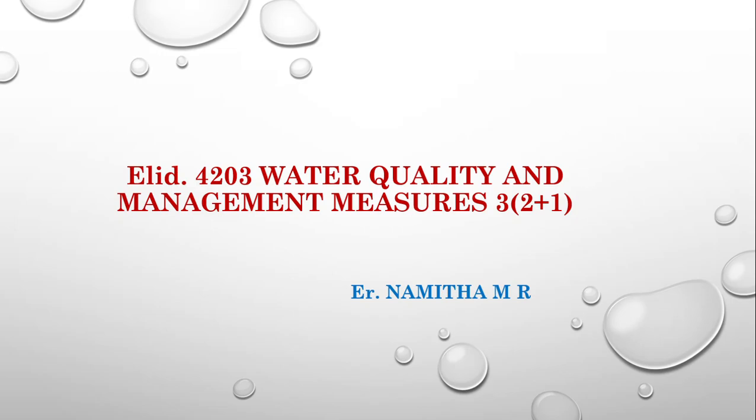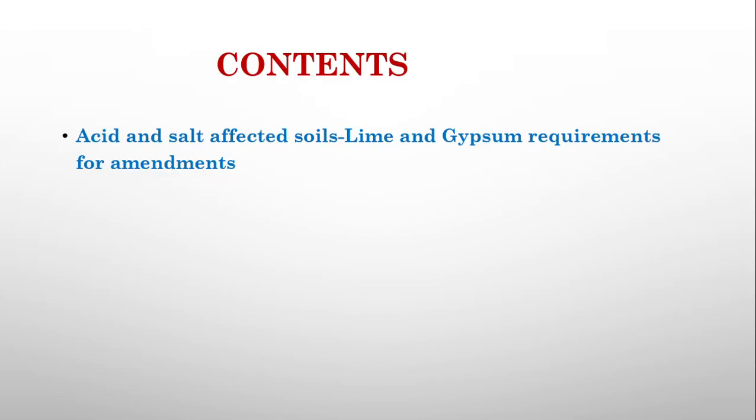So in this lecture, we will see the different properties of acids and salt affected soils and the amendments which can be done to improve that kind of soils. So mainly we will use lime and gypsum. Such chemicals we will use for amending the soils which are affected with acids and salts. So we'll see each of them.